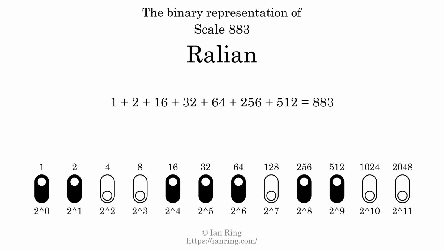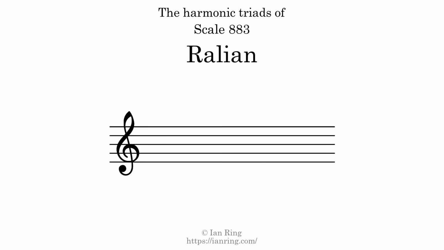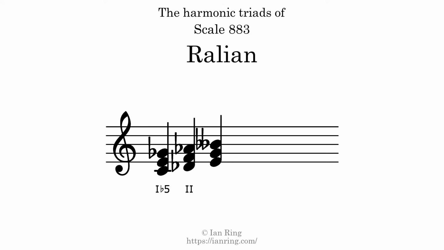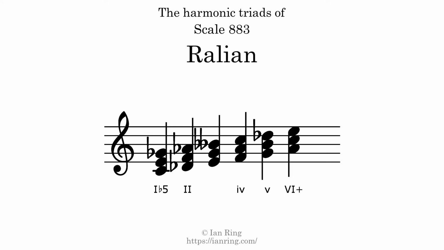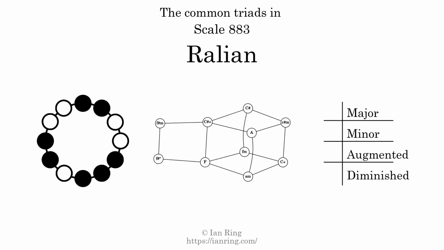The scale number not only enumerates the scale with a unique index, but it also literally describes the tonal content of the scale. Represented as a binary number in base 2, the scale number is 001101110011. Here are the harmonic triads present in this scale. Major flat 5. Major. Unnamed. Minor. Minor. Augmented. Augmented. Here are the common triads present in this scale.